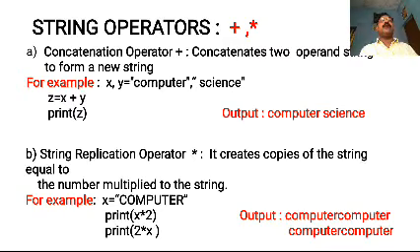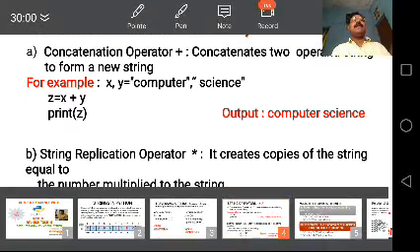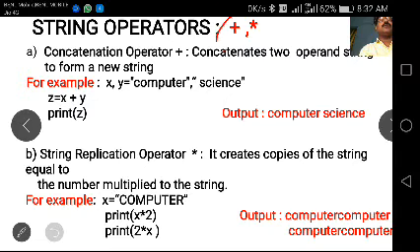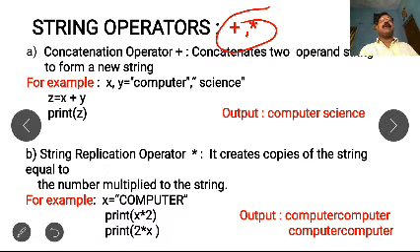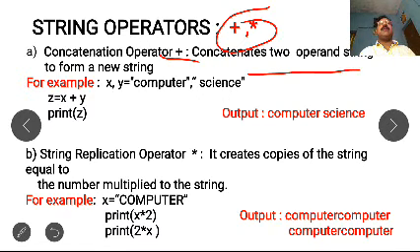This is very important. Two string operators are here. One is the plus operator, another is the multiplication operator. The plus operator is also known as the concatenation operator. Concatenate means we combine two or more strings using the plus operator. So it concatenates two operands to form a new string.